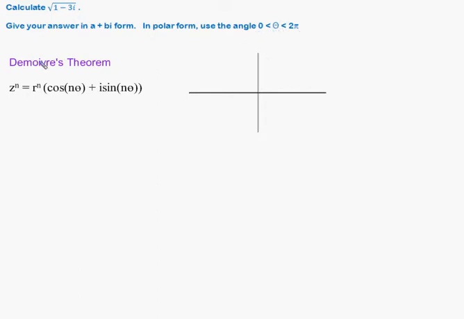So to use DeMoivre's theorem, I need to represent my problem as z to the n, and then the right-hand side tells me how to calculate it. So z, my complex number, is 1 minus 3i, and I will plot that point in a second in this complex plane over here. And my n would be a half, because taking the square root is the same thing as raising to the 1/2 power.